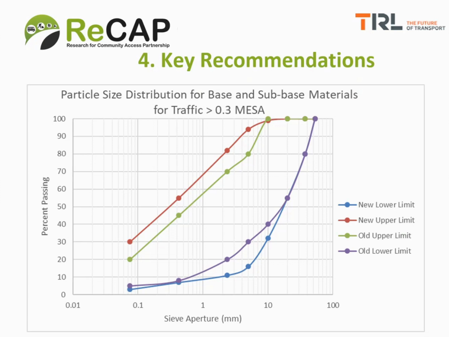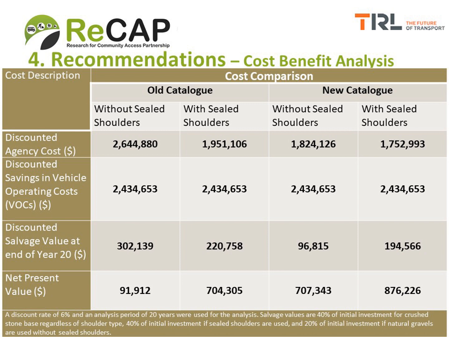Now, of course, it is important to ask whether any of the new recommendations are actually cost beneficial to any of the implementing agencies. So, we have done a cost-benefit analysis or comparison between designs that would be made using the old catalogs and designs made using the new catalog or new recommendations. And from this table, you can see that the new catalog, which is on the right-hand side, requires lower initial investment costs than the old catalog, that is shown by the discounted agency costs. You see that they're lower for the new catalog as compared to that for the old catalog.